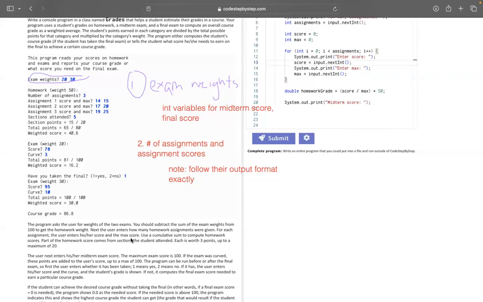The other thing I want to note is to keep track of a total numerator and denominator. The way you calculate the homework grade is, after you take assignment number one, score and max, assignment number two, score and max, assignment number three, score and max, you take all the scores and all the maximums and you add them up. So if you get 15 out of 20 on assignment one, 20 out of 20 on assignment two, and 10 out of 20 on assignment three, how do you calculate your overall homework score?